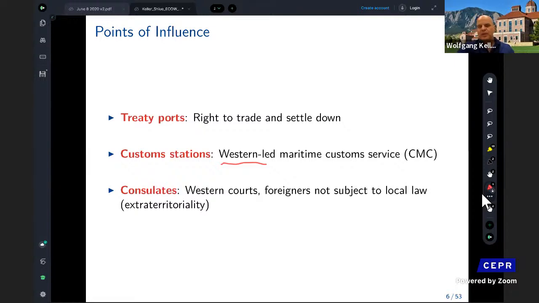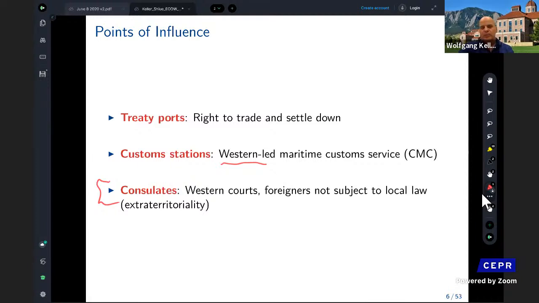It was led by essentially a Western bureaucracy. So the leaders were trained at Harvard, Oxford, Yale, you name it. So that was a very different customs service compared to what existed before. And somewhat lesser known, important points of influence were these foreign consulates. By the end of the 19th century, there were hundreds of foreign consulates from different countries.